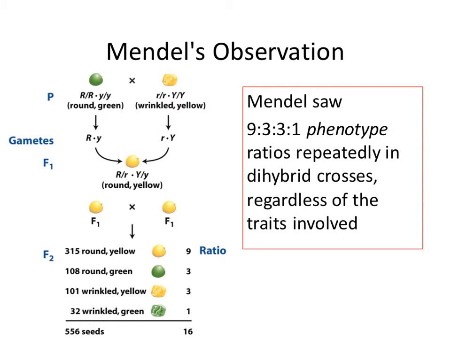Pea shape, round versus wrinkled, pea color, yellow versus green. But he worked with a lot of different traits besides these two. And every time he set up a cross, or at least that's what he said happened, he saw a 9:3:3:1 ratio in the F2 generation. So there was always one phenotype in the F2 generation that about 9/16 of the individuals had. There were two that were 3 out of 16, and there was one phenotype that he rarely saw, 1 in 16 times. And it wasn't just for this combination of traits. It was flower position and whether or not the pea pods were smooth or wrinkled or something like that.